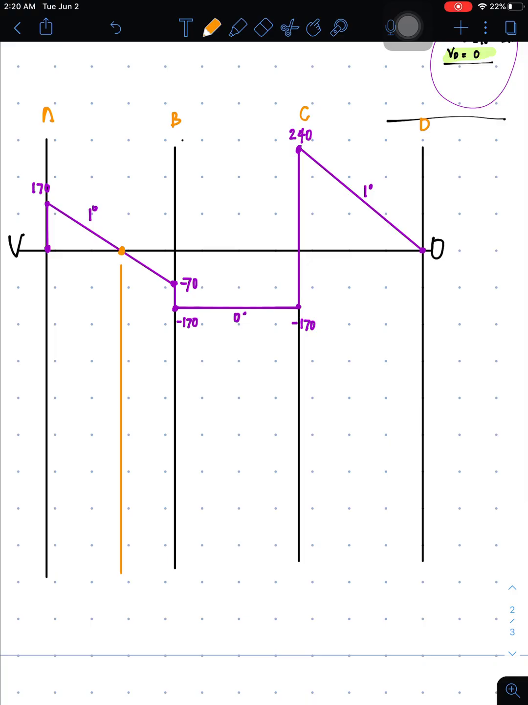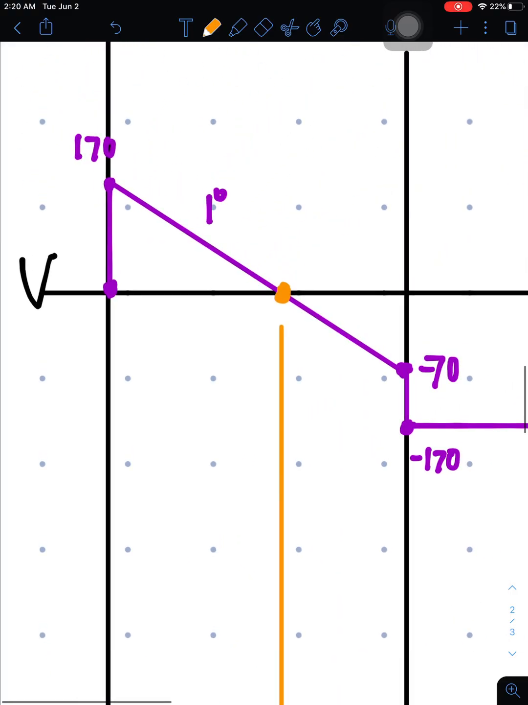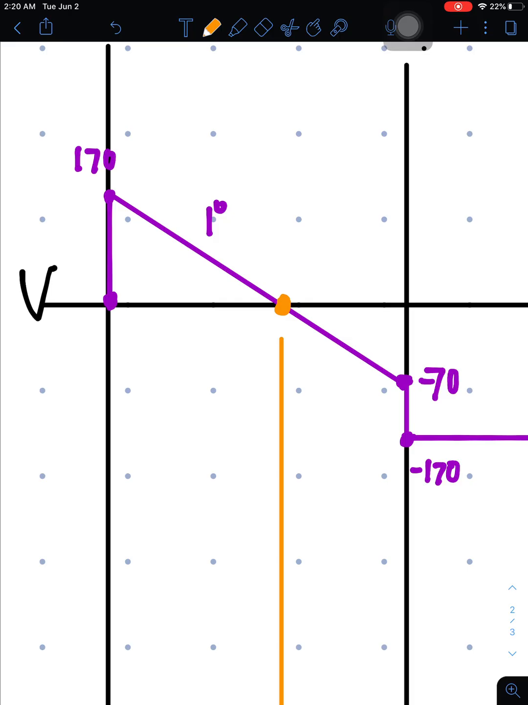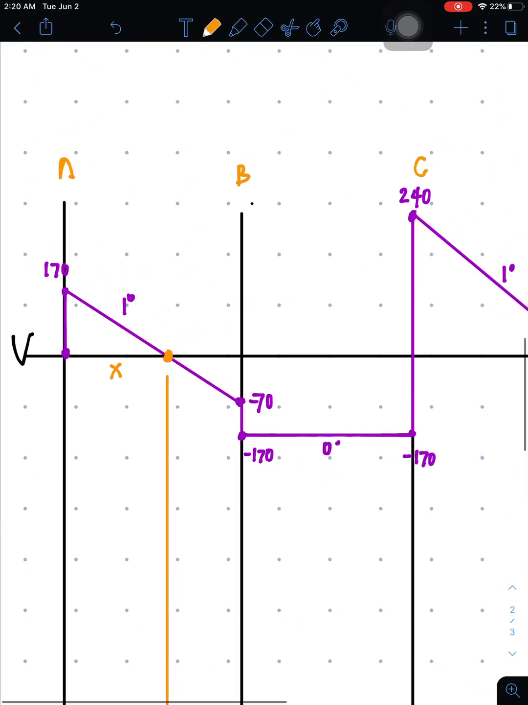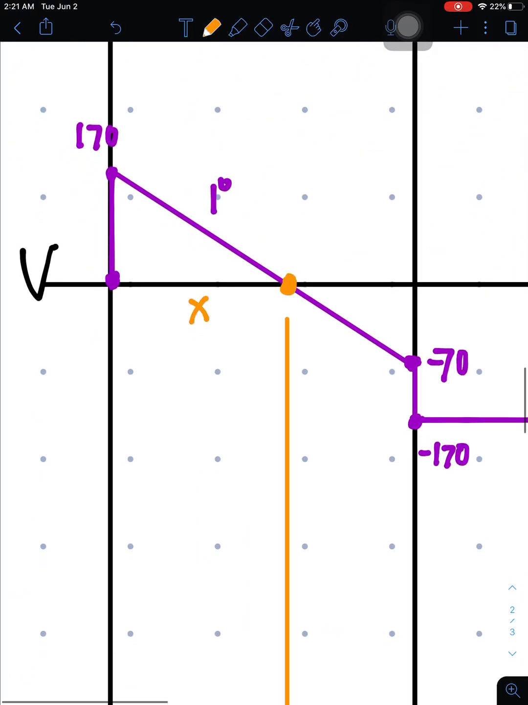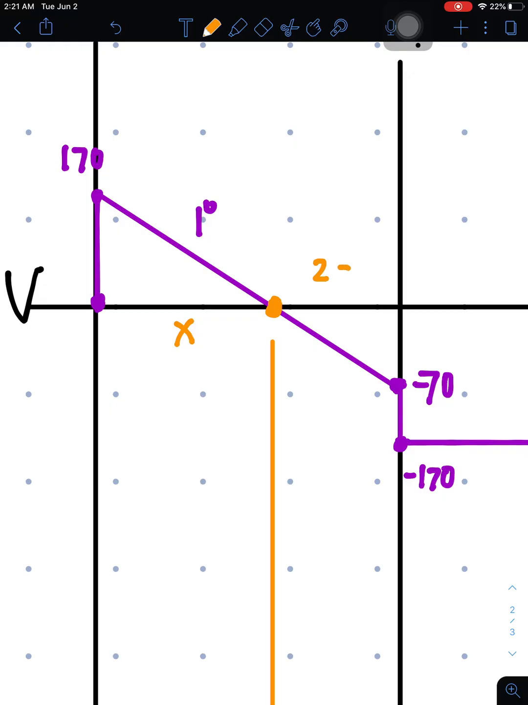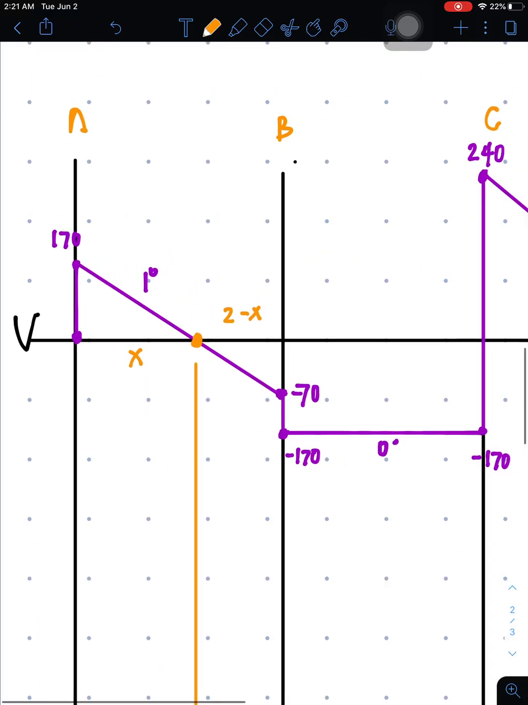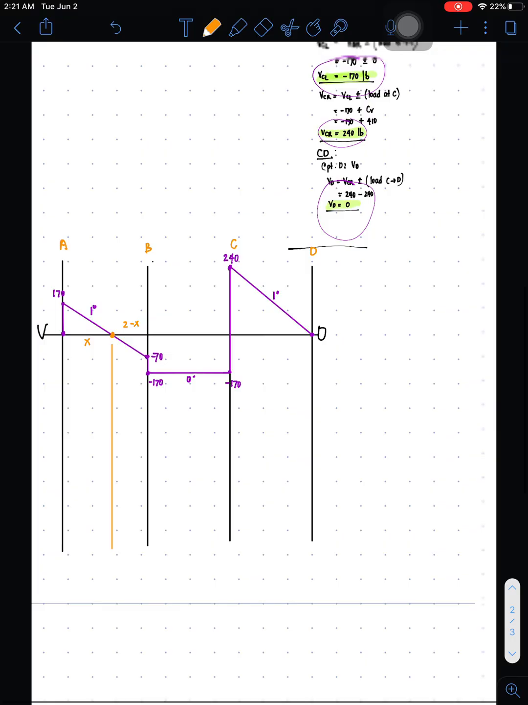Here. And then we're basically going to solve for the value of this zero shear as a function of x. And this distance here is 2 minus x. Remember, from A to B the length is 2 feet. Since I let this be x, therefore this is 2 minus x. And we're going to use ratio and proportion.